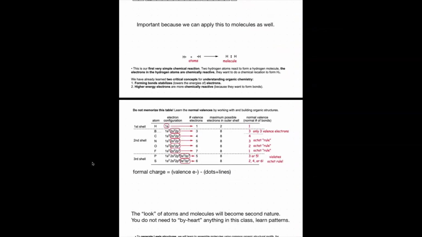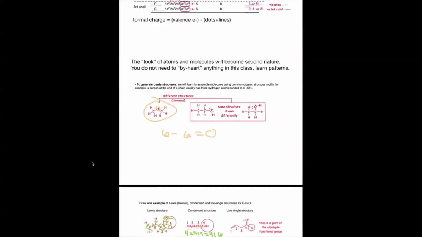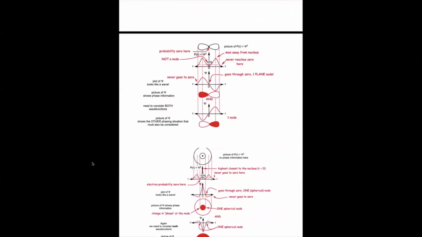Boron only has 3, right? So some of these, 3 or 5, violate the octet rule. Phosphorus and sulfur, right? Some will have more, some will have less, but carbon only ever has 4.